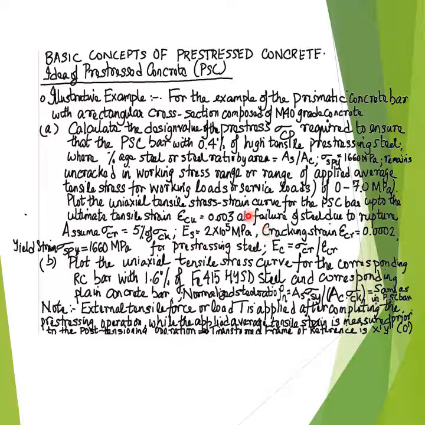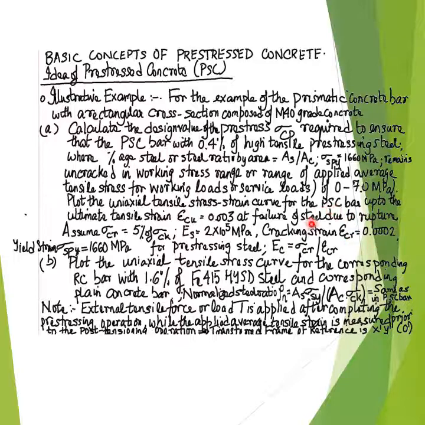While the modulus of elasticity of the pre-stressing steel, which is more or less a universal constant, has been given as 2 into 10 to the power 5 MPa. That is also the same as the modulus of elasticity of steel specified in question number 1 of assignment number 1.